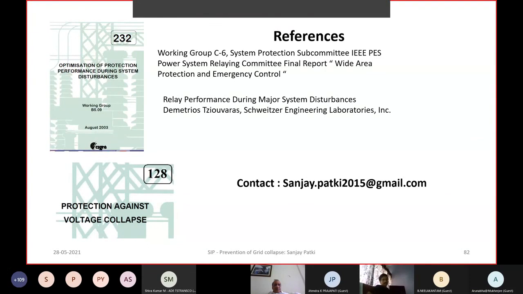Excuse me, sir. We are in the process of changing bus bar protection, and we want to use zone 4 of the distance protection as bus bar protection. What is the ideal time for this zone 4 to act as a bus bar protection?